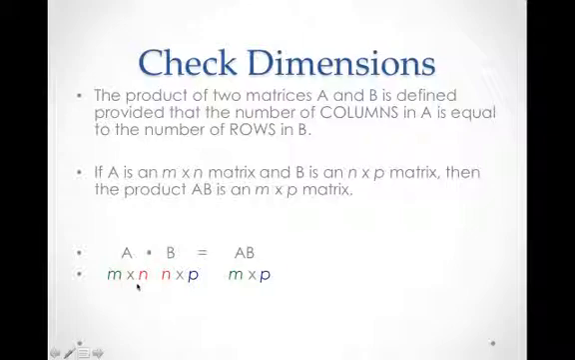On your notes, since I can't really make colors stand out on that, I just drew a box around those two matching numbers. The outside two values, the M and the P, tell you the dimensions of the matrix that will result. So AB will have M by P dimensions, so M rows and P columns.